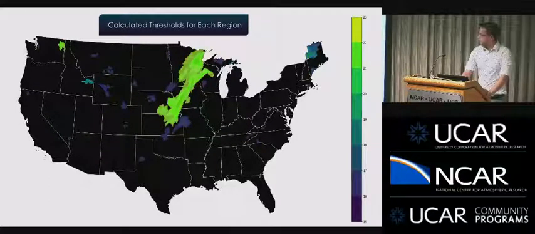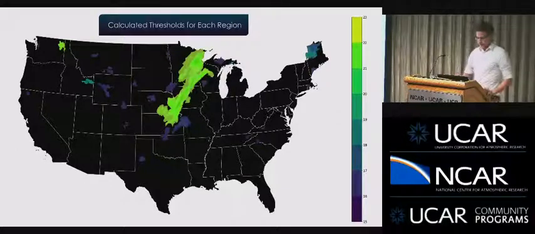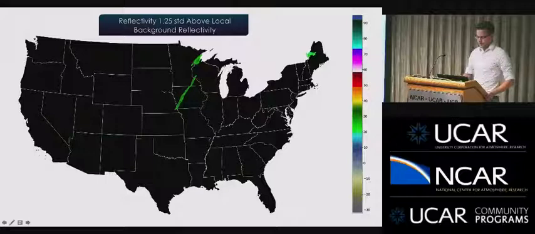And then for each of those identified precipitation regions, we calculate a threshold at 1.25 standard deviations above the background reflectivity. So we basically look at the distributions of the reflectivity in each of those regions. So the threshold is going to be unique to each precipitation feature. So the feature here in the central U.S. is going to be something like 23 dBz, whereas the threshold over here in Maine is going to be lower, around 18 dBz. And once we threshold at those new values, we're left with only precipitation features that are 1.25 standard deviations above the local background reflectivity.